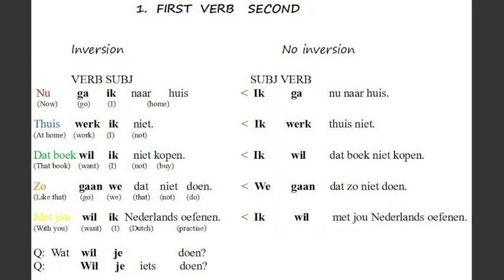At the bottom of this collection of sentences, you see question sentences. Strictly speaking, the verb is not always second here, but it is always in front of the subject, as in here. Wat wil je doen? And wil je iets doen?